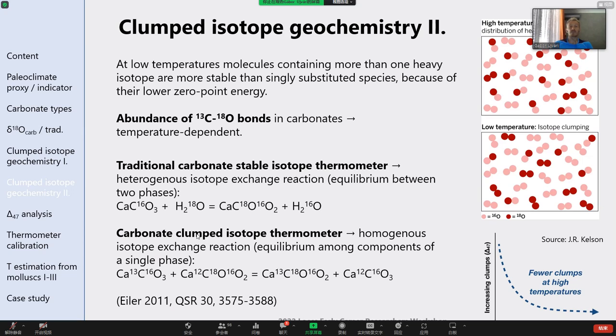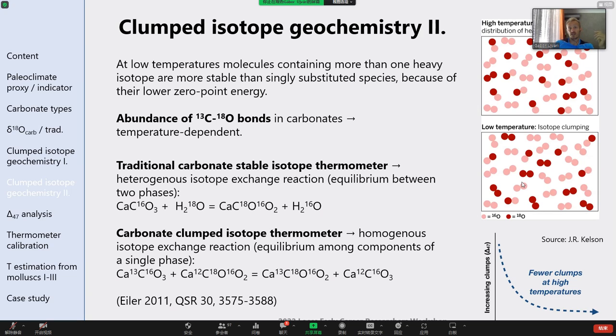By contrast, the carbonate clumped isotope thermometer examines a homogeneous isotope exchange reaction, so the equilibrium among components of a single phase. And the single phase is the calcium carbonate, or rather the liberated CO2. And we are interested in this. This reaction has an equilibrium constant which is temperature dependent. It reaches 1 at high temperatures with a random distribution, and this is actually driven by configurational entropy in the system.